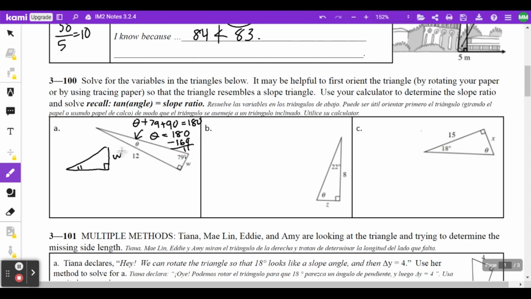And I have W and 12. So when the angle is 11 degrees, the slope is 1/5. Therefore, W over 12 equals 1 over 5. I cross multiply. I have 5W equals 12. I divide both sides by 5, and I have W equals 2.4.